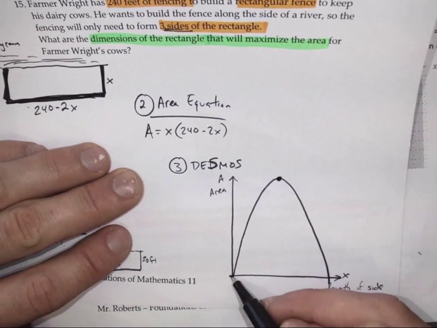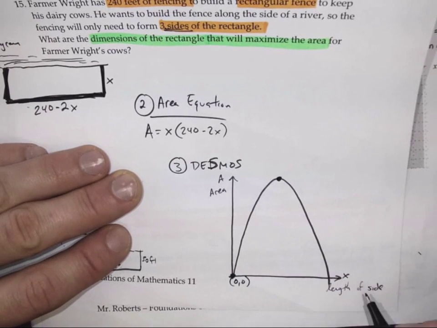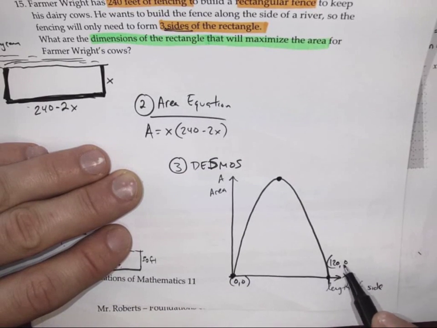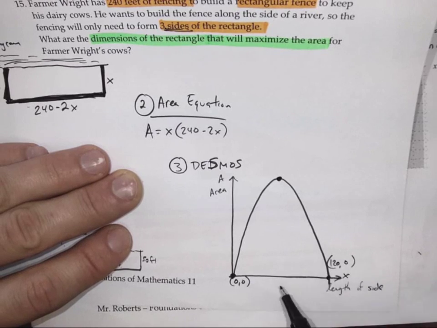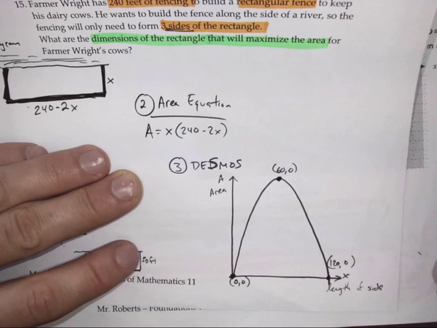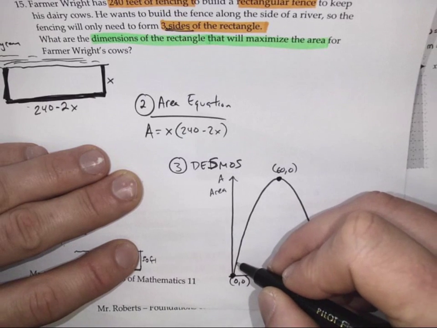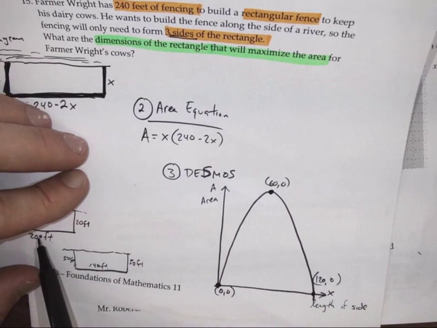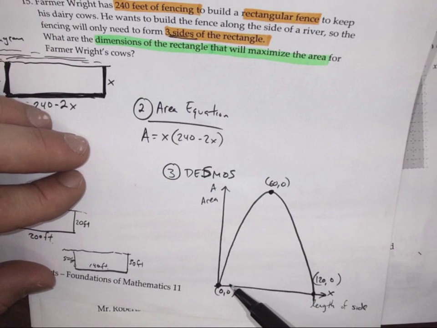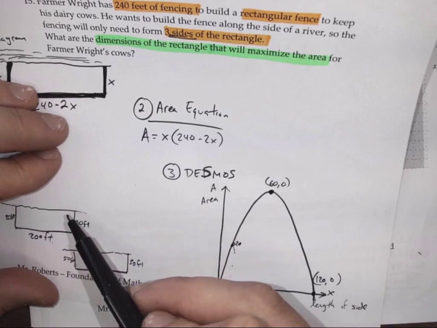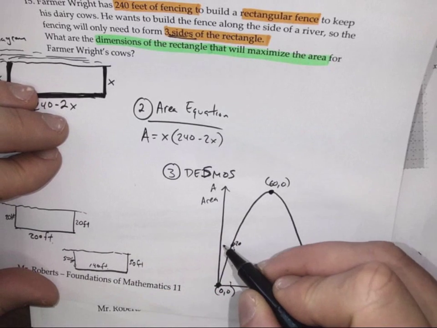It'll hit at 0, 0, and it'll hit at, give me a second, it must be 120 and 0. And this guy must be 60 and 0. These might represent all the different areas you could get when you put in a certain side length. Imagine if I put in, say, a 20-foot side, that'd be here. That'd be the point 20. And the area here would be 20 times 200.